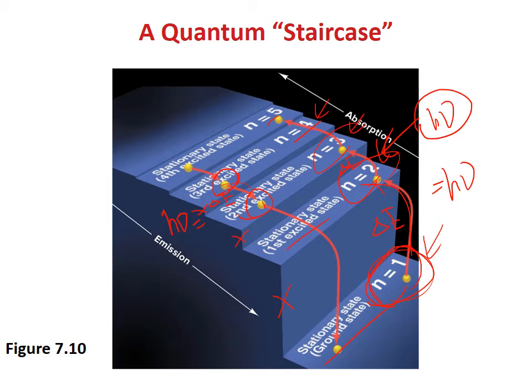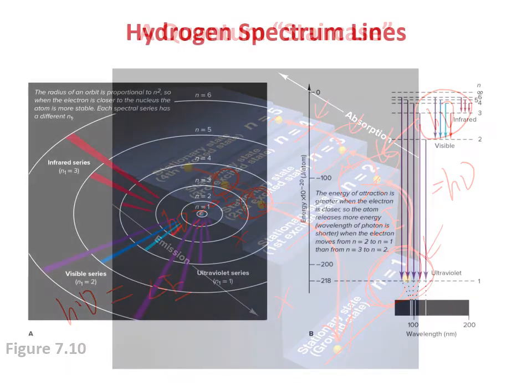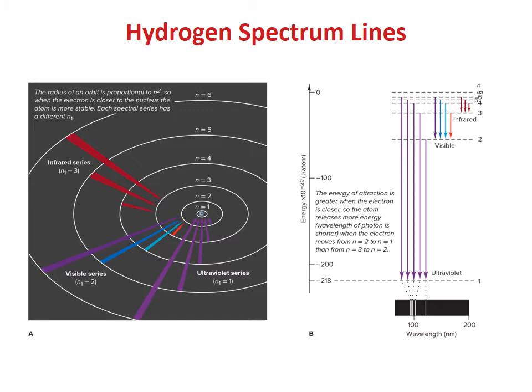In this case, it must emit light with energy h nu, also equal to the delta E. Or let's say it jumps from n equals 3 to n equals 1 and emits light of h times nu. In this case, it equals the delta E between 3 and 1. Here we use Bohr's model to explain hydrogen spectral lines.